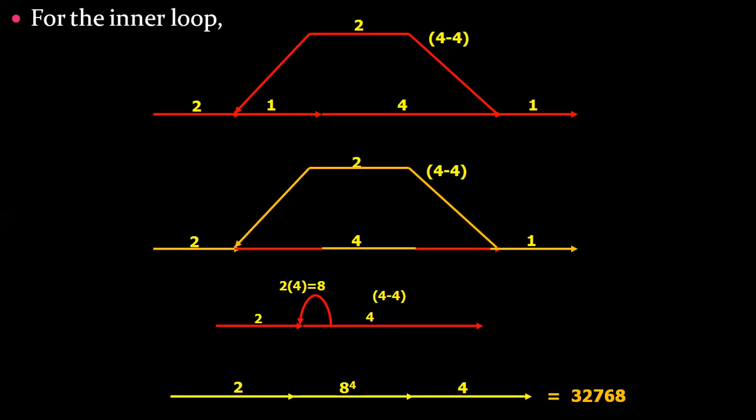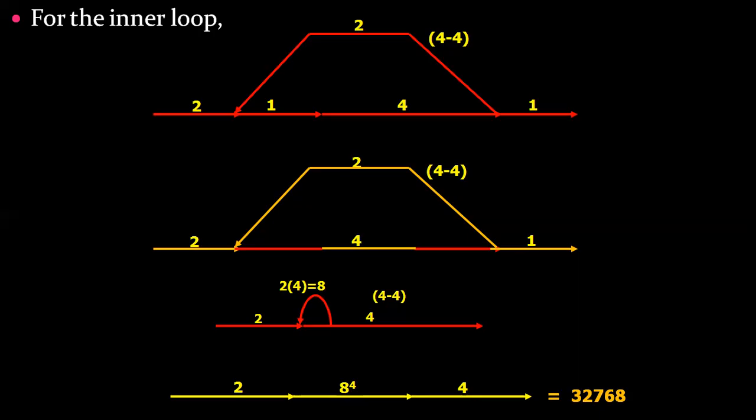So here 8 times I am executing this loop. So 8 into 8 into 8 into 8, 4 times I am executing this 8. So it will be 8 to the power of 4. So it is 2, 8 power 4, 4. So it is the product, that is 2 into 8 to the power of 4 into 4, which is 32,768. Okay. So this is how.